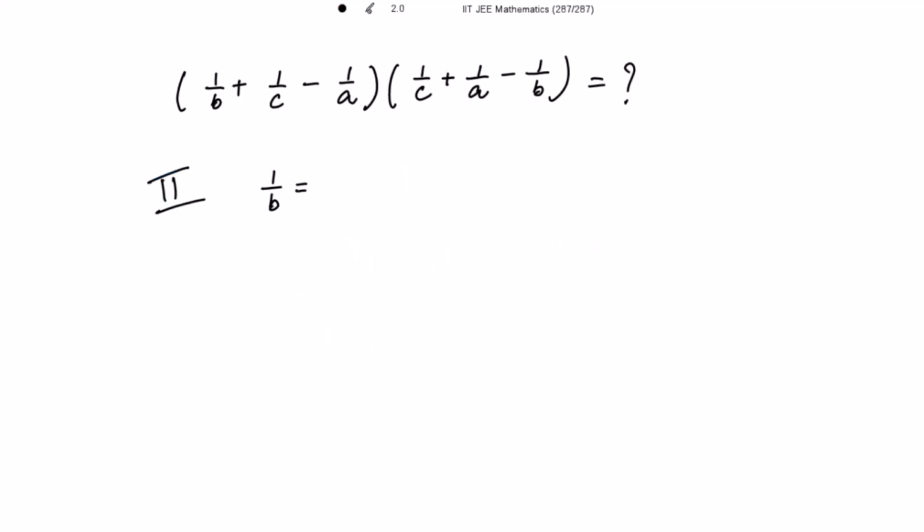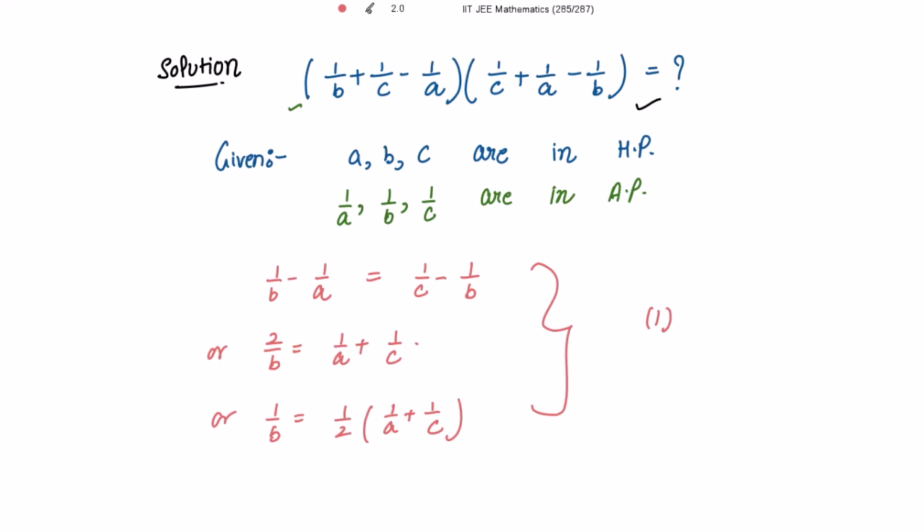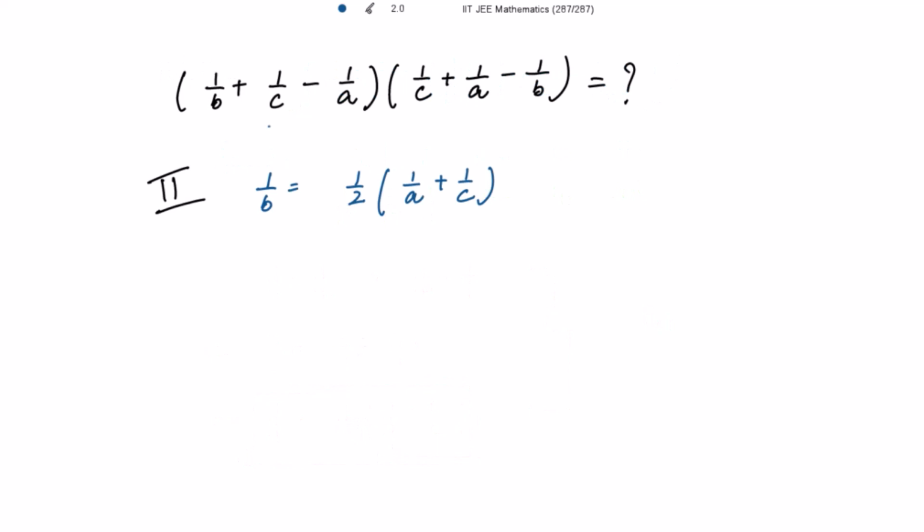Now in the second case, solving this product by putting the value of 1 divided by B from the equation 1. So we are going to use this value of 1 by B to solve this given product. That is 1 by 2 into 1 by A plus 1 by C. So from the first bracket, we are getting 1 by B, just putting the value of this, it is 1 divided by 2A plus 1 divided by 2C plus 1 divided by C minus 1 divided by A.